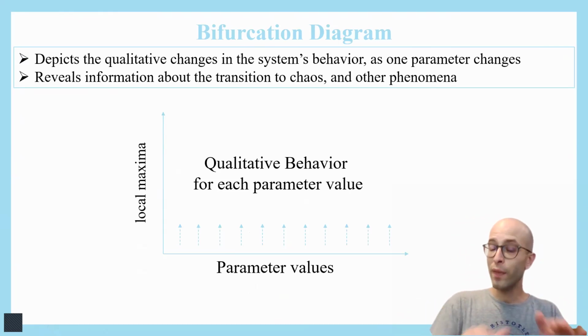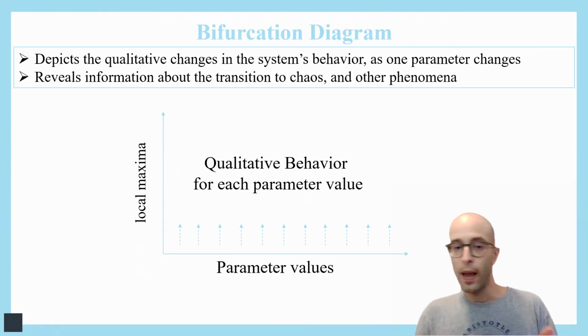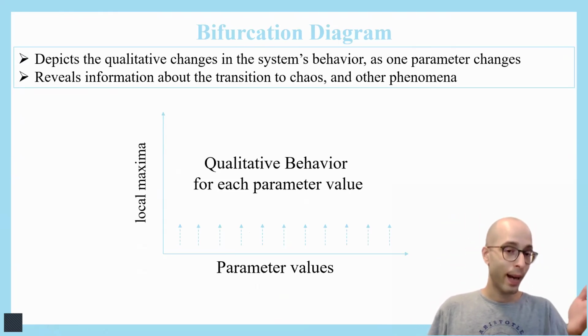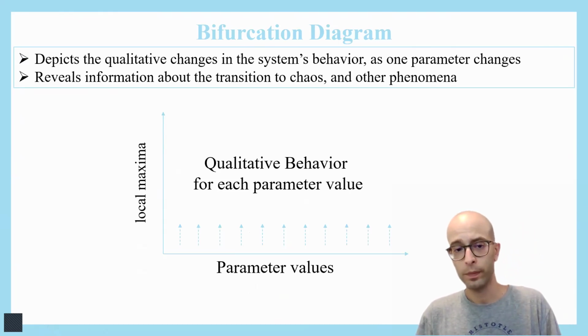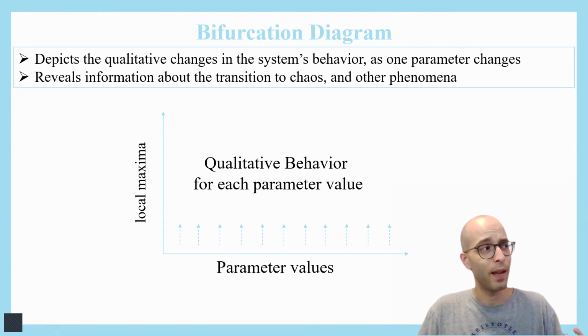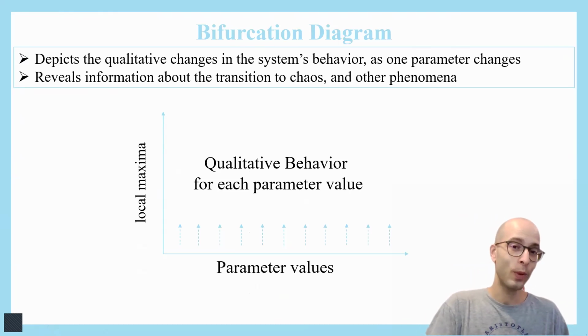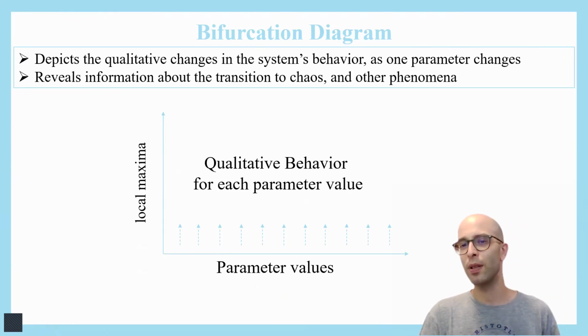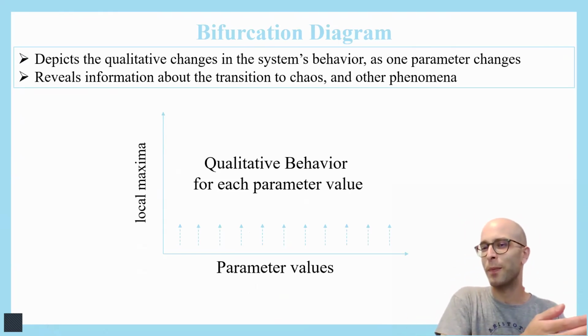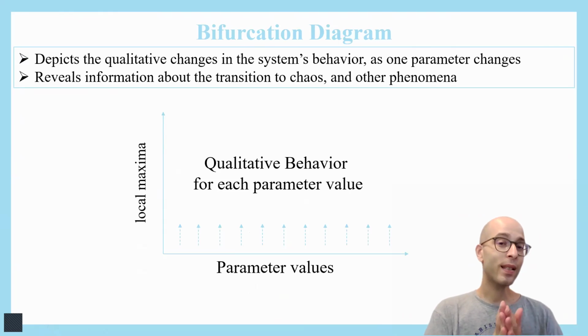So on the x-axis, we have the parameter values of choice, and on the y-axis, we have some information about the qualitative behavior of the system. So what is the qualitative behavior that I have showed you so far? What is the tool that we can use to quantify the behavior of the system? The local maxima. Okay, so the diagram has exactly that.